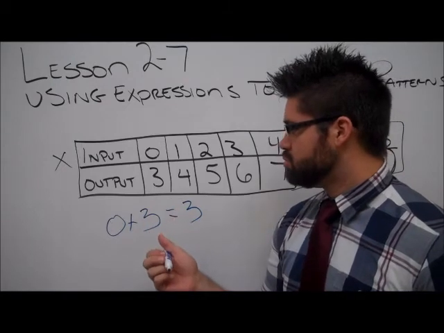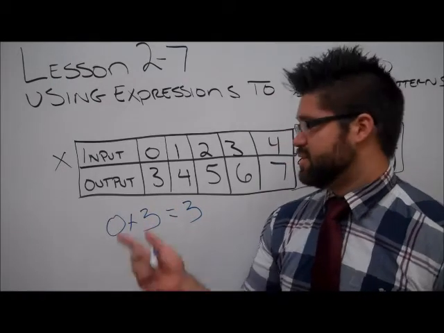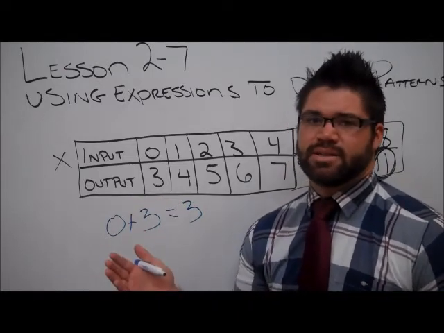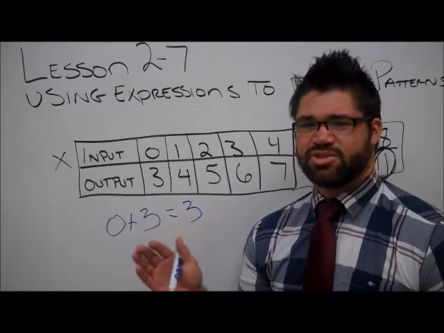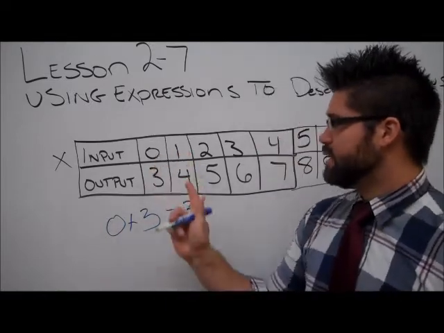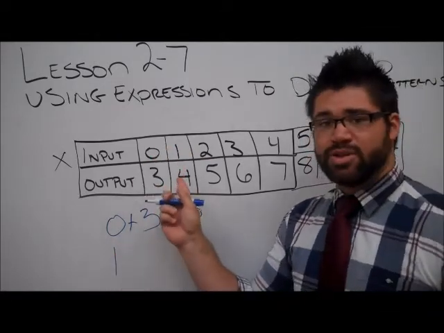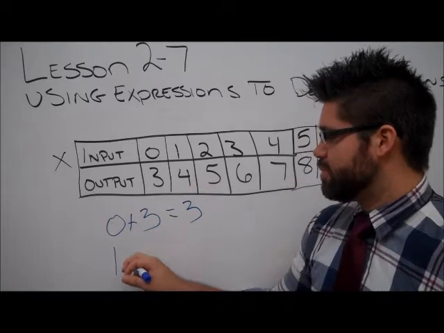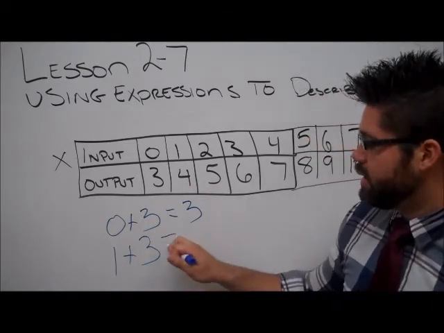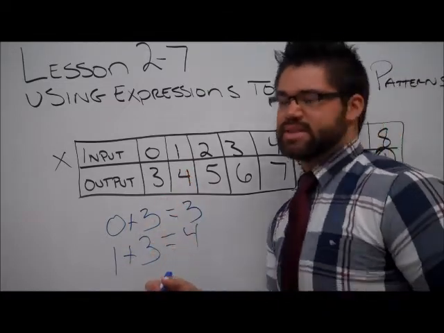Well, that one's pretty simple, right? 0 plus 3. I can't do 0 times 3. That's going to be 0. I can't do 0 minus 3 or 0 minus a number. So let's just leave it at 0 plus 3 for right now. Let's look at the next one. If I put in 1, what am I going to have to do to that 1 to get to 4? Well, if I kept that same rule of plus 3, 1 plus 3 is going to give me 4. That's the correct output. Let's do another one just to be safe.